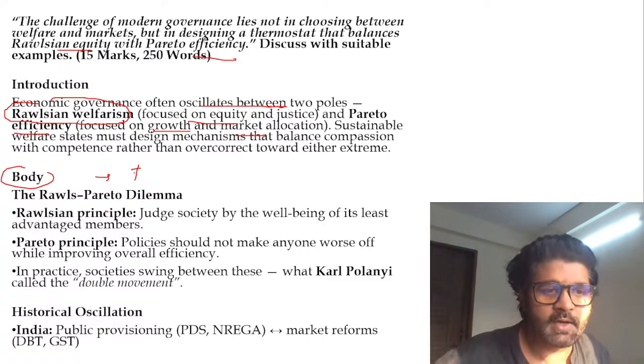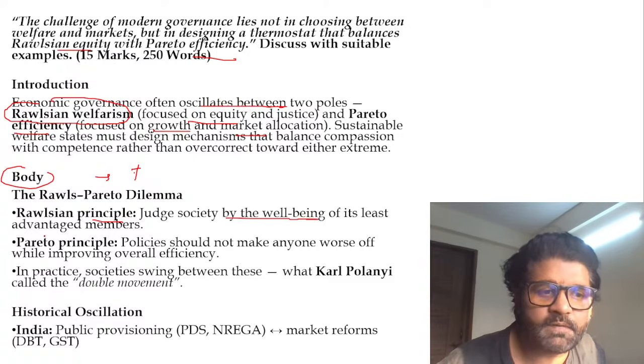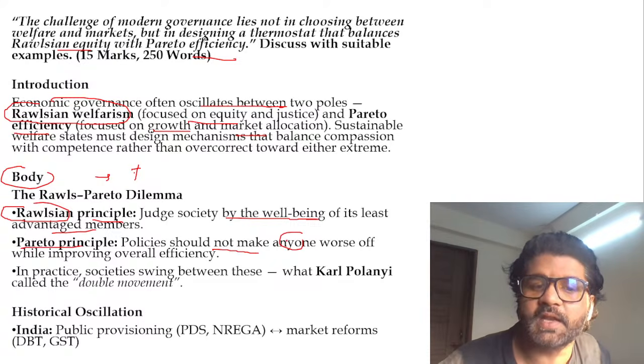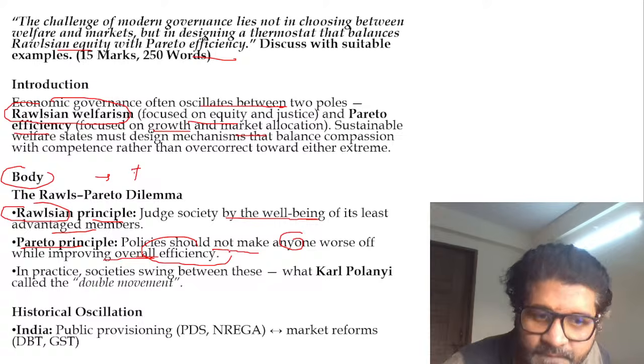So, the Rawls-Pareto dilemma. The Rawlsian principle: judge society by the well-being of its least advantaged members. That is what Rawls is saying. Pareto is saying policy should not make anyone worse off, but it should focus on efficiency.